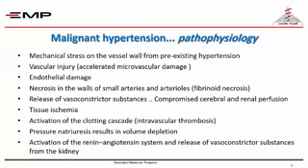The pathophysiology of malignant hypertension is mechanical stress on the vessel wall from pre-existing hypertension causing vascular injury and accelerated microvascular damage and endothelial damage, necrosis in the walls of small arteries and arterioles called fibrinoid necrosis, release of vasoconstrictor substances, compromised cerebral and renal perfusion, tissue ischemia, activation of the clotting cascade with intravascular thrombosis, and pressure natriuresis resulting in volume depletion and activation of the renin angiotensin aldosterone system and release of vasoconstrictor substances from the kidney.